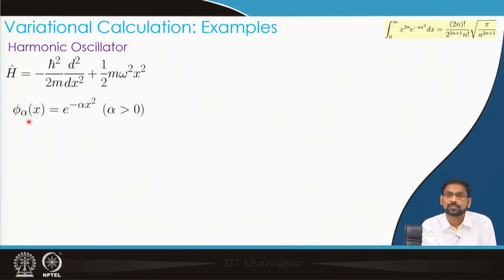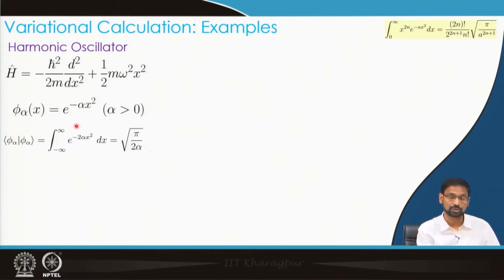Now, if this is my trial wave function, what should I do next? There are a few fixed steps that we have to follow in the variational principle. The first step is to make sure that the trial function is normalized. If it is not, then we have to evaluate this overlap integral, the overlap of the trial function with itself. When I try to do this, I see that the function is e to the power minus alpha x square. So, I have to solve this integral, e to the power minus 2 alpha x square dx from minus infinity to plus infinity.